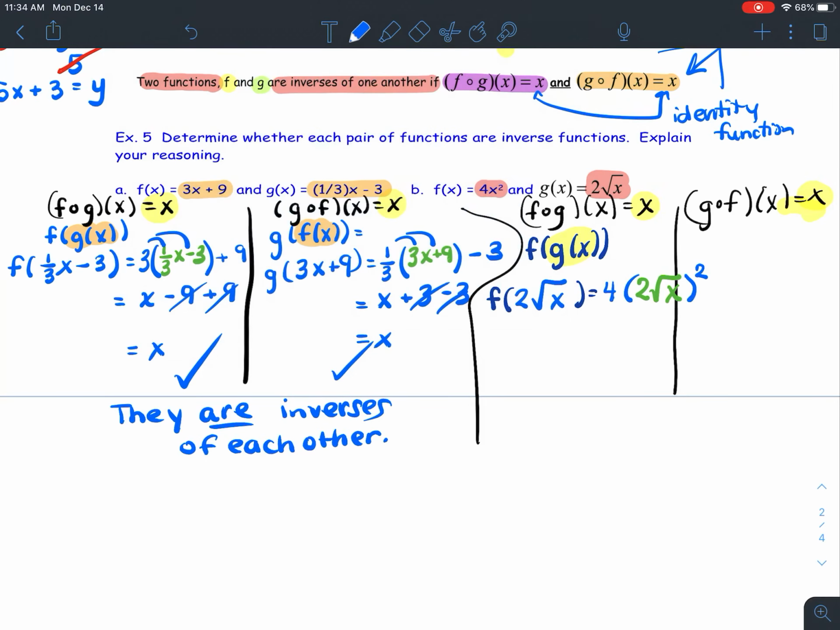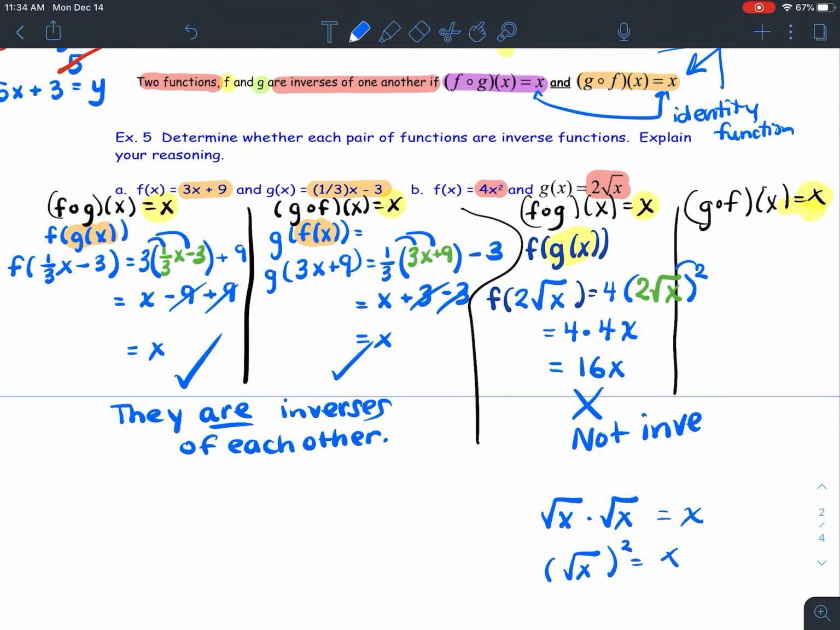Okay, now let's think about this here. I've got my 4. If I square a 2, that's another 4. If you square a square root of x, that means you're taking a square root of x times a square root of x. What you're basically going to get is just an x. Okay, so what I have here is I have a 16x. It doesn't feel like that came out to just be a 1x, which is what I need, a 1x. So I'm going to say not inverses. Okay, not inverses because my first column didn't come out to be an x. I don't even need to waste time figuring out my second column there.